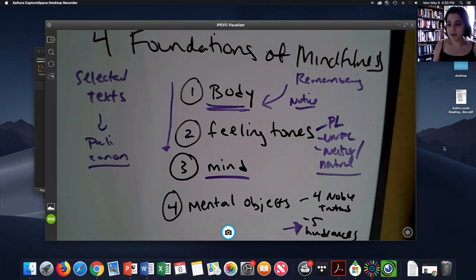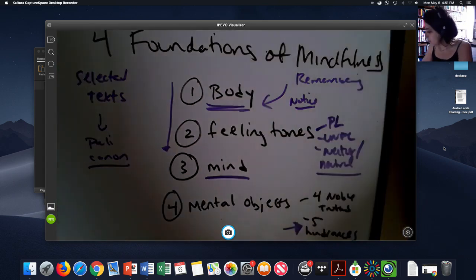In a way, it's picking something to focus on in order to practice that capacity to focus on something, to be mindful of something in the experience.